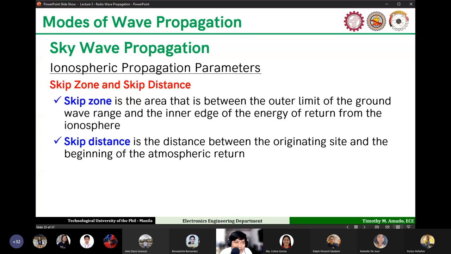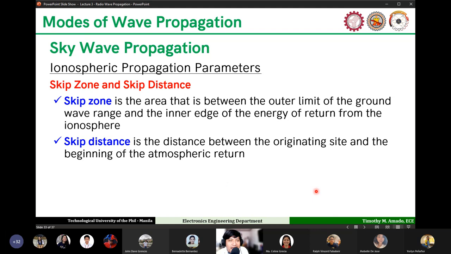Before solving an example, since we have an example, let's talk about skip zone and skip distance. Skip distance first, this is easier to understand. Skip distance is the distance between the transmitter and the receiver in a skywave propagation. Okay? So that is our term, the distance between the transmitter and the receiver in a skywave propagation.